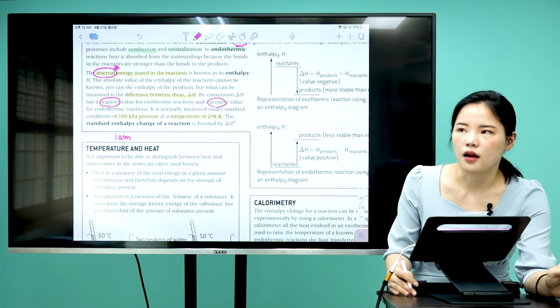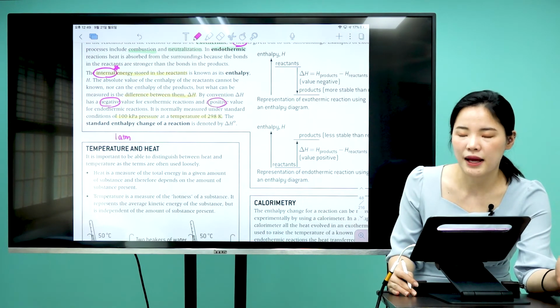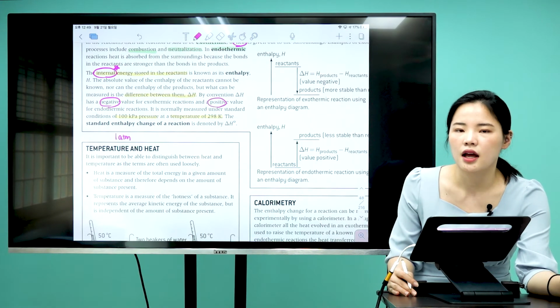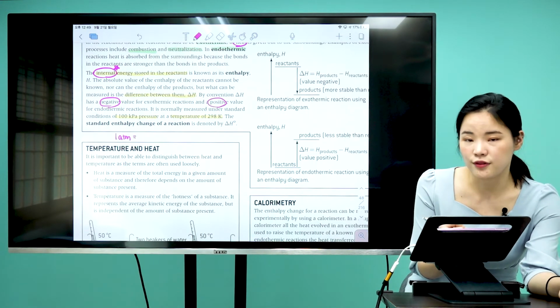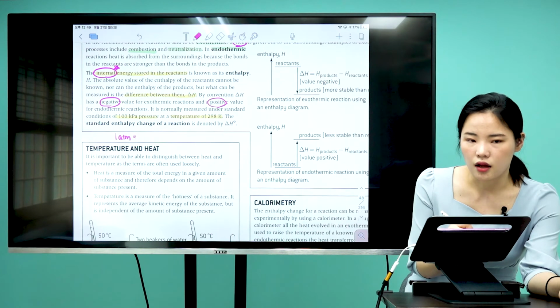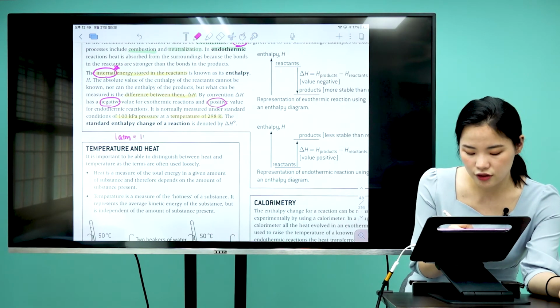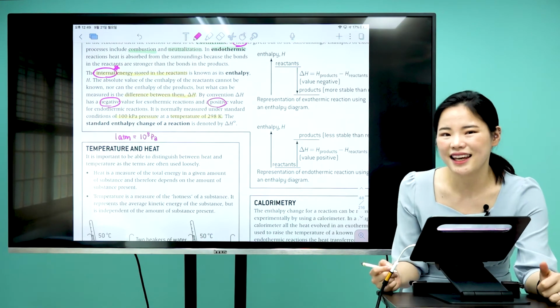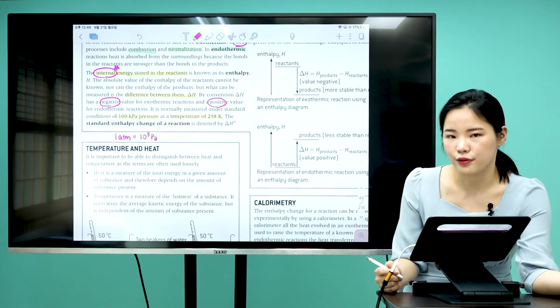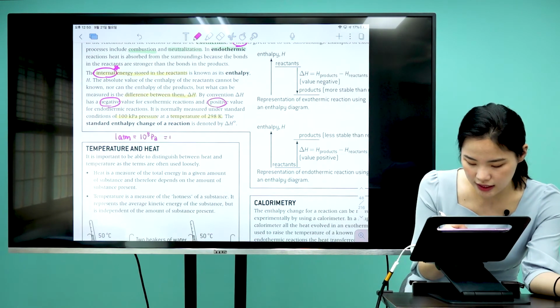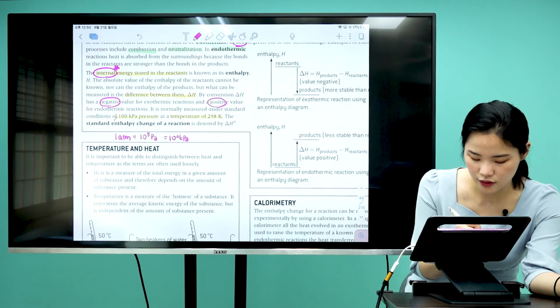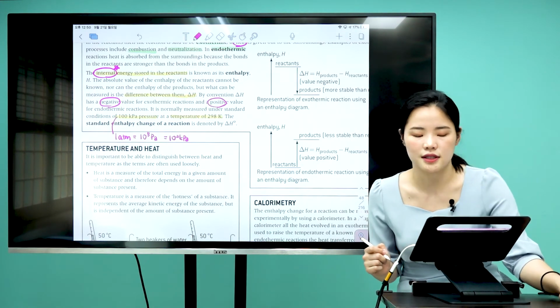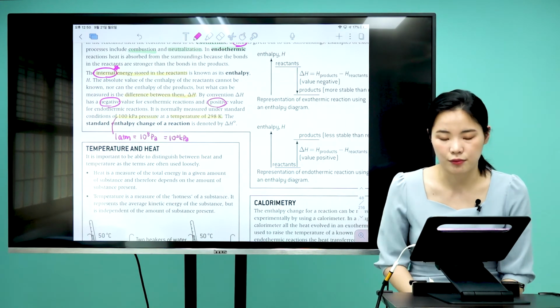And Pascal, who is a mathematician, figured out that 1 atmospheric pressure is equivalent to 10 to the power of 5 Pascal pressure. And because kilo is 10 to the power of 3, of course, it becomes 10 to the power of 2 kilopascal, which is 100 kilopascal. Okay, so if you could jot down the notes under the 100 kilopascal, that would be great.